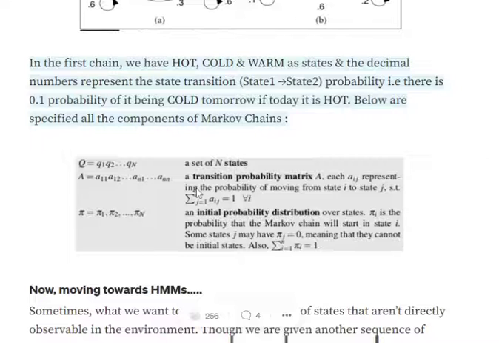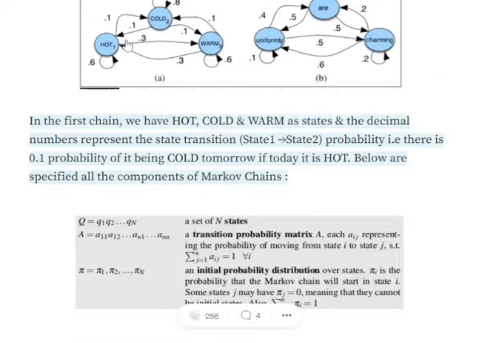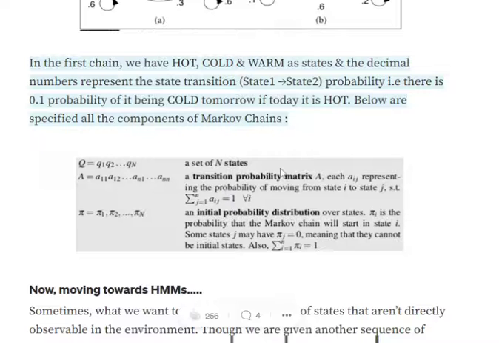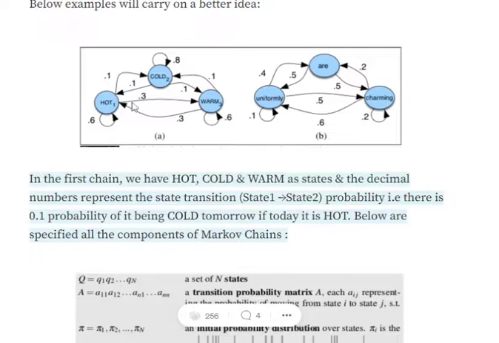Now, in a Markov chain, there are three major terminologies that we use. One is the number of states, the blue nodes that we saw, between which the probability has been mentioned. Second is a transition probability matrix. That is, when we move from a particular state 1 to state 2, what is the probability.